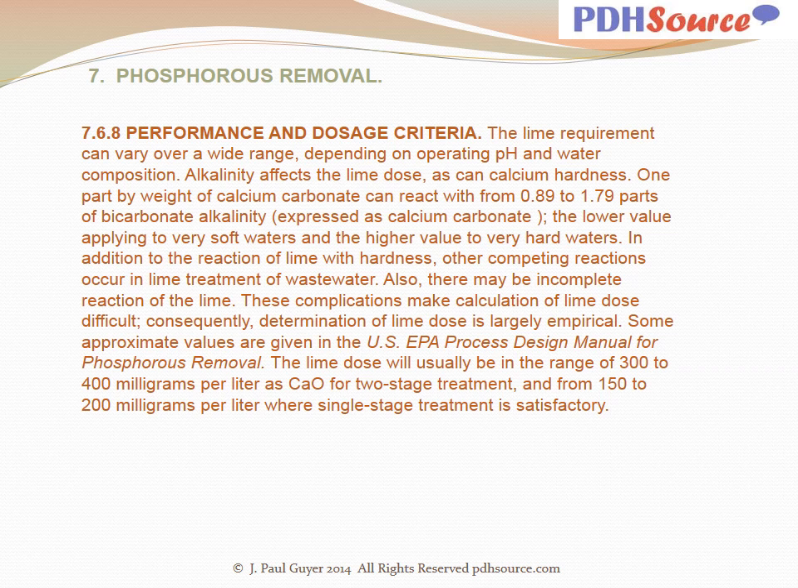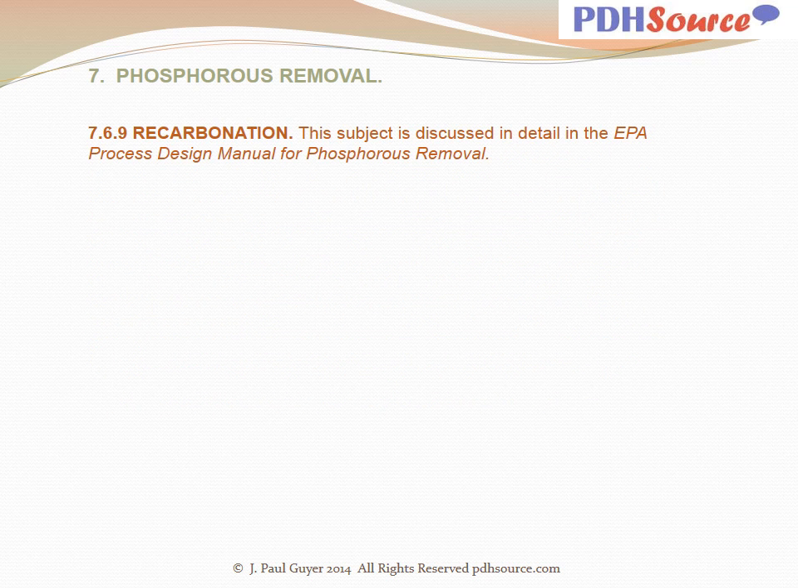The lime dose will usually be in the range of 300 to 400 milligrams per liter as calcium oxide for two-stage treatment, and from 150 to 200 milligrams per liter where single-stage treatment is satisfactory. Recarbonation is discussed in detail in the EPA Process Design Manual for phosphorus removal.